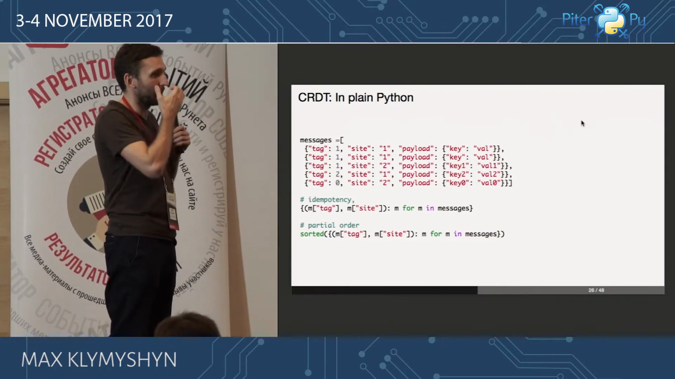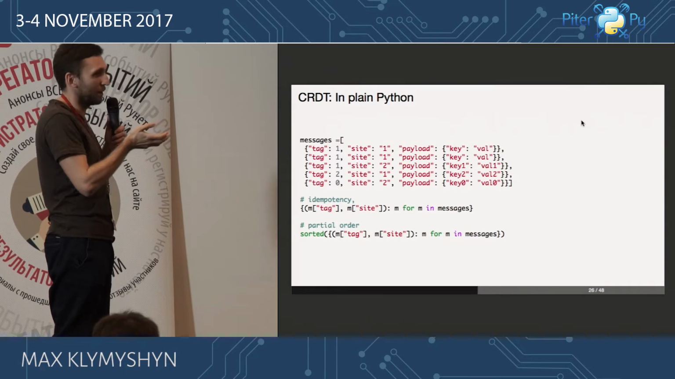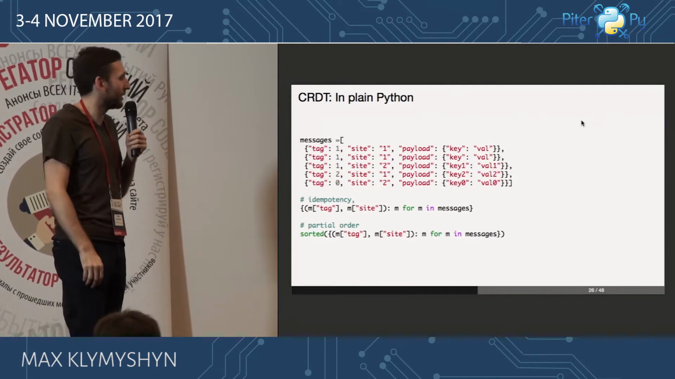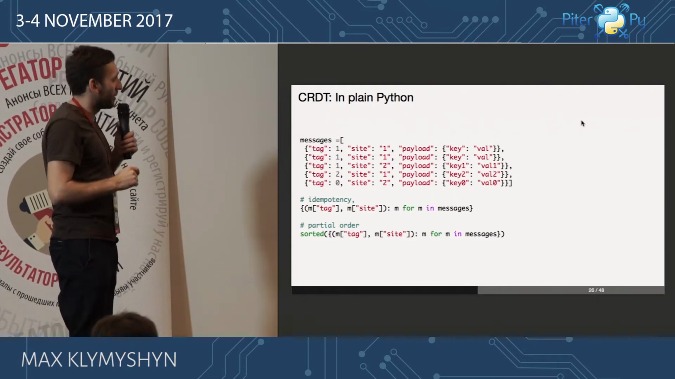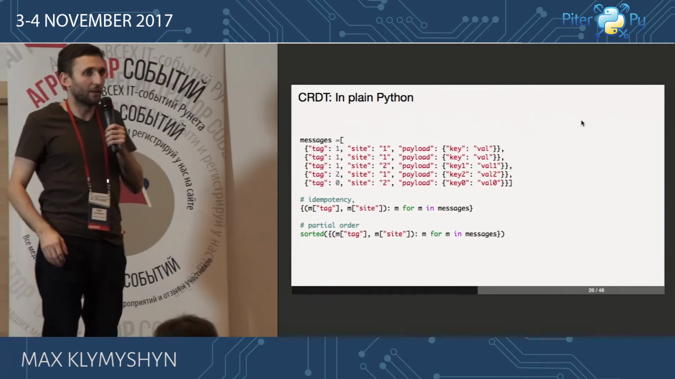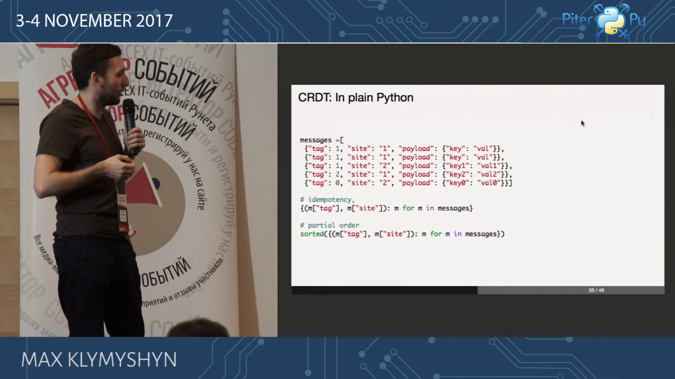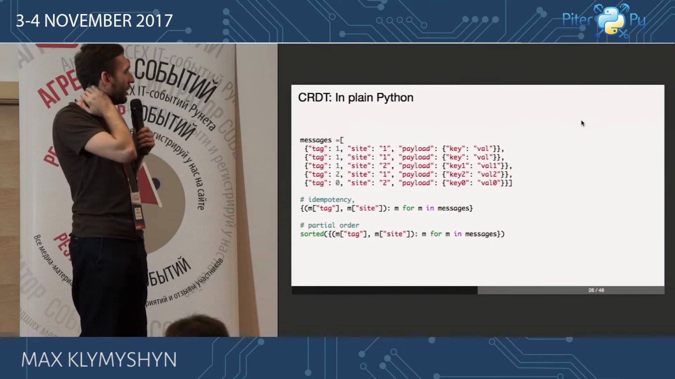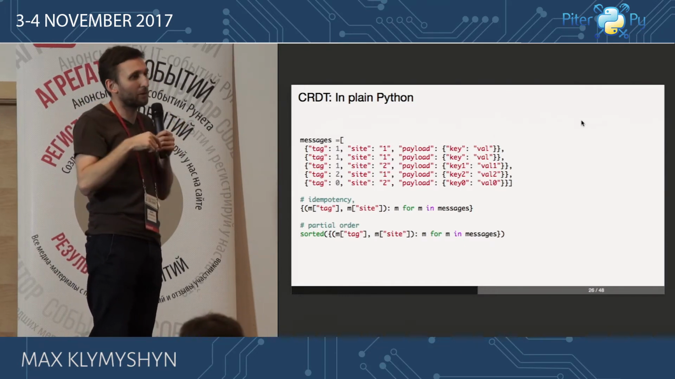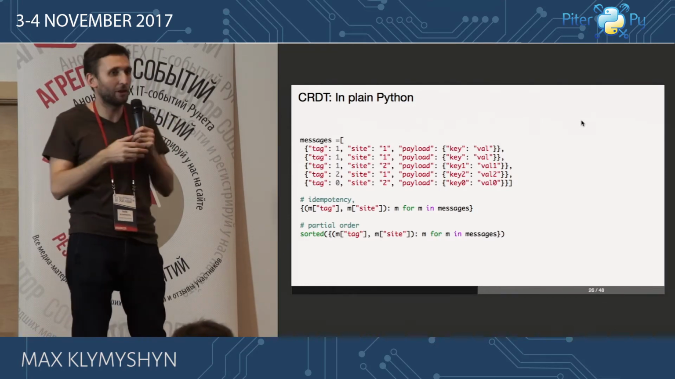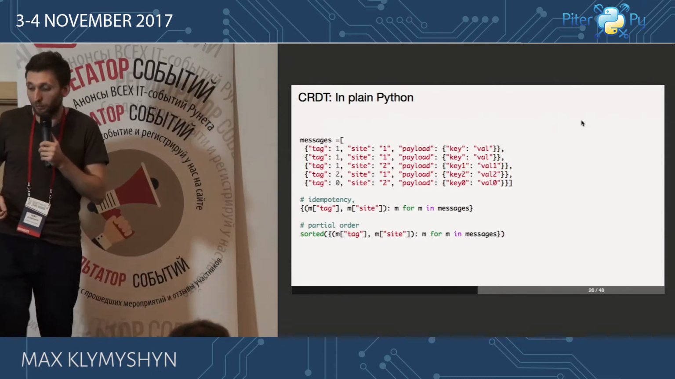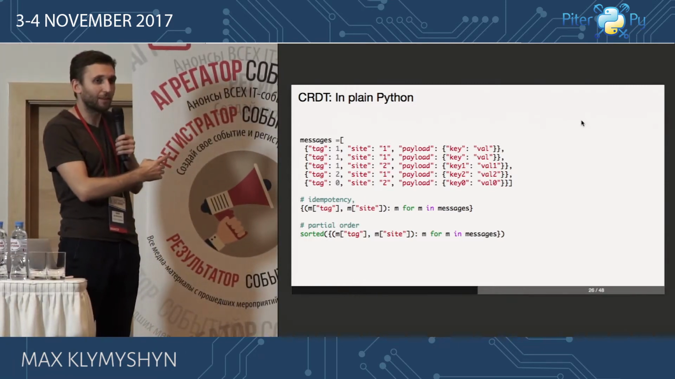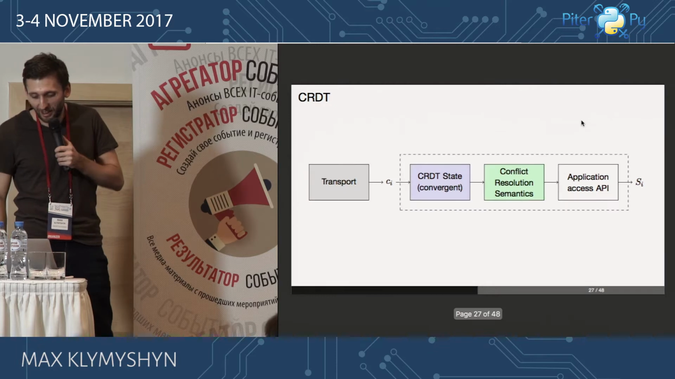So how can we support this idempotency property? It's easy. We can group by tag and site, and we easily get rid of duplicates. And how do we support partial order? We sort by tag and afterwards by site. One approach to support partial order is to sort in lexicographical order after the number of operations, because operations can be concurrent, but afterwards we should achieve the same state on all participants of the system. Is it clear? Yes? No? Okay. Cool.